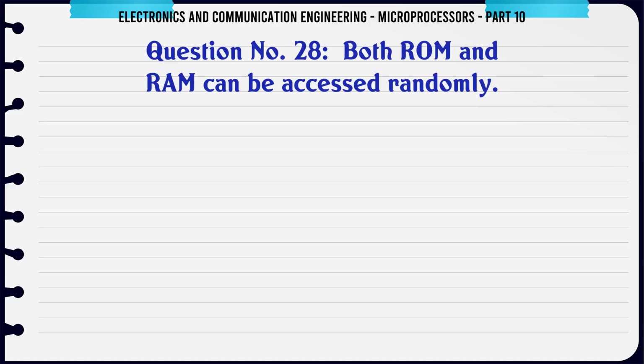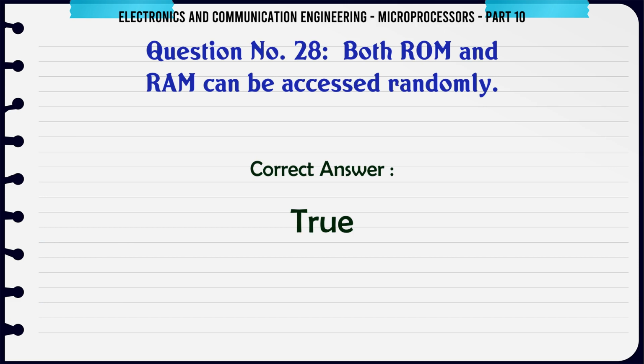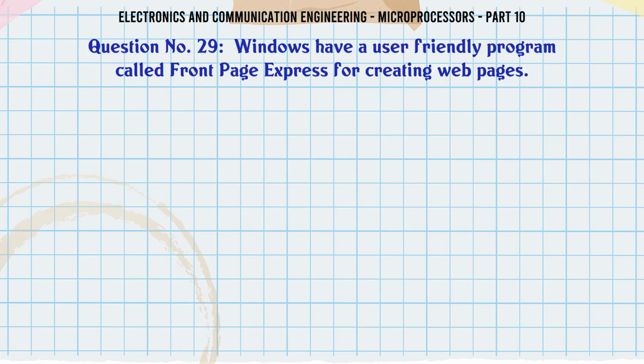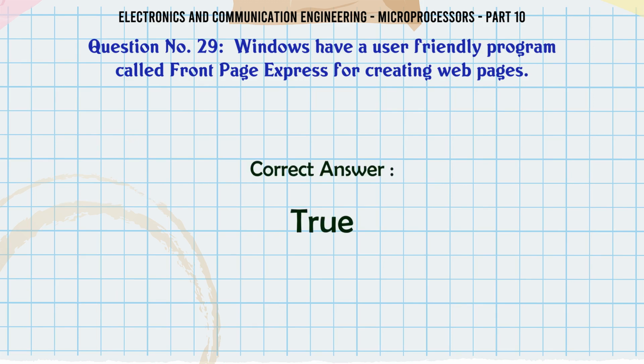Both ROM and RAM can be accessed randomly. A. True. B. False. C. D. The correct answer is true. Windows have a user-friendly program called Front Page Express for creating web pages. A. True. B. False. C. D. The correct answer is true.